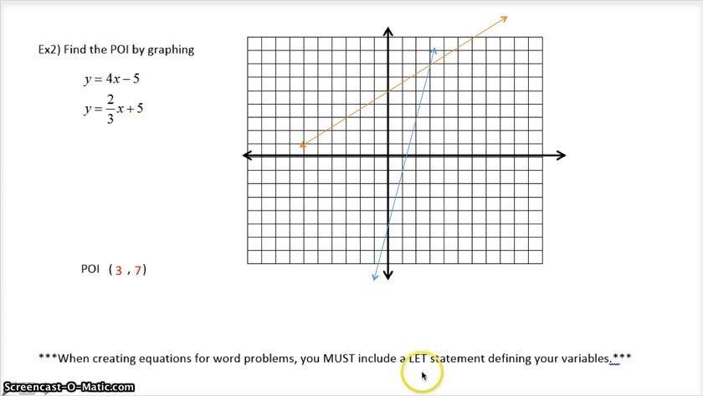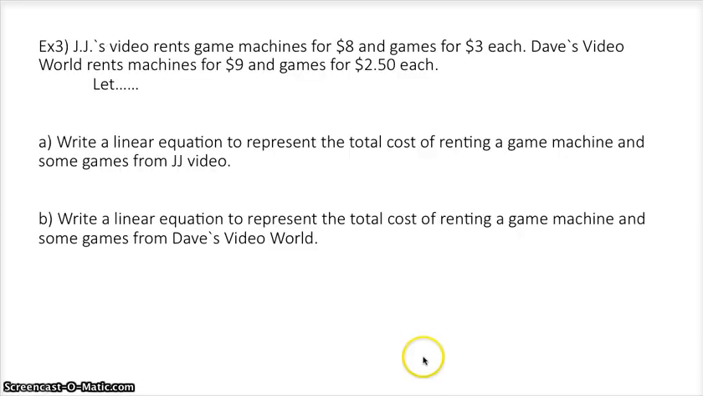Okay, so if it's not clear what your variables are because it's an x or a y or numbers, then you need to include let statements defining your variables. So, last example, example 3. JJ's Video rents games for $8 and games for $3 each. Dave's Video World rents machines for $9 and games for $2.50 each. So what are our unknowns? What are we looking for?